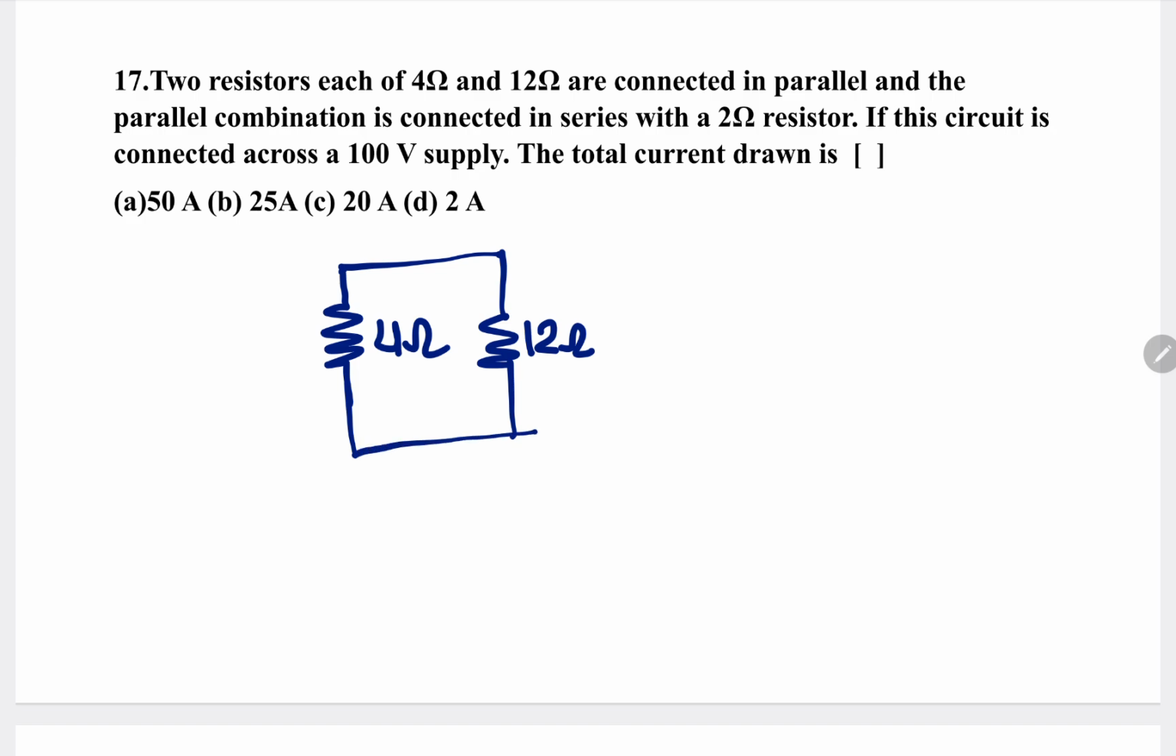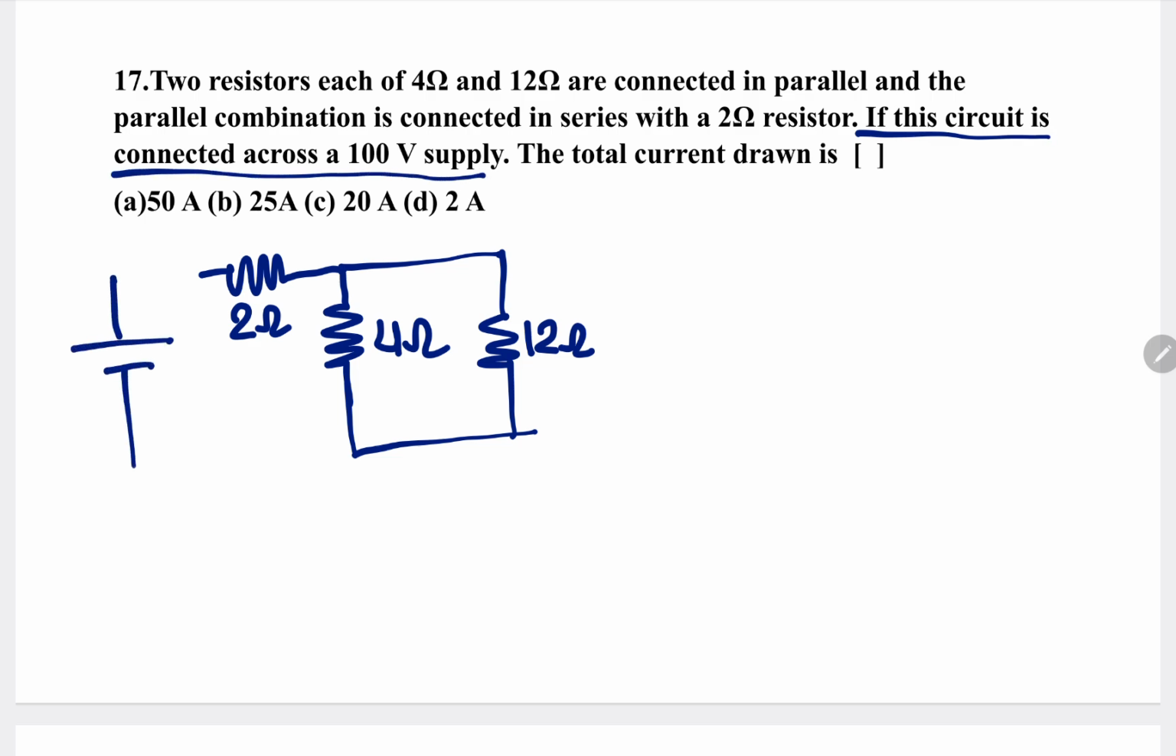Both are connected in parallel, and the parallel combination is connected in series with the 2 ohm. If this circuit is connected across a 100 volt supply, then what is the total current drawn?